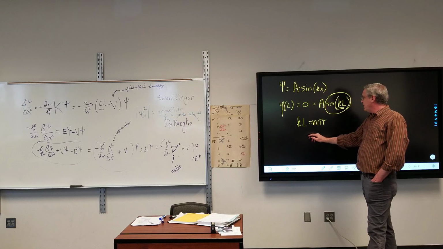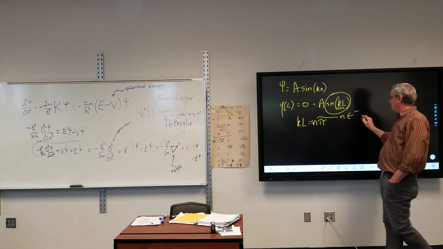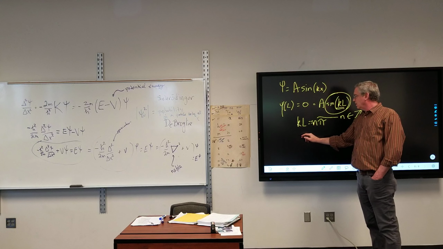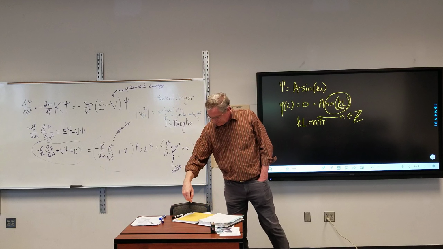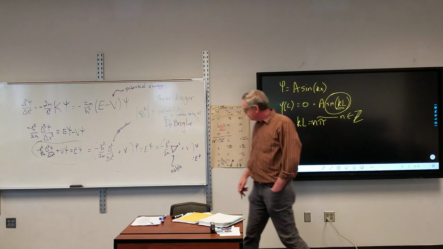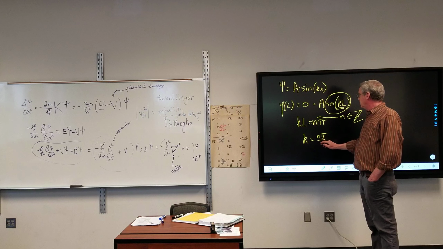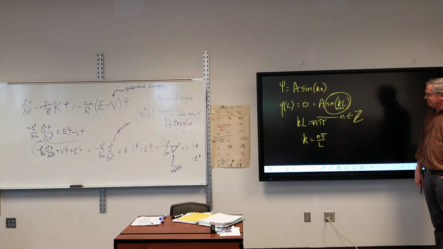So as long as n is just an integer, n is an element of the integers, we end up with k is equal to n pi over L. I guess I don't need a plus and minus if I'm just saying it's an integer.